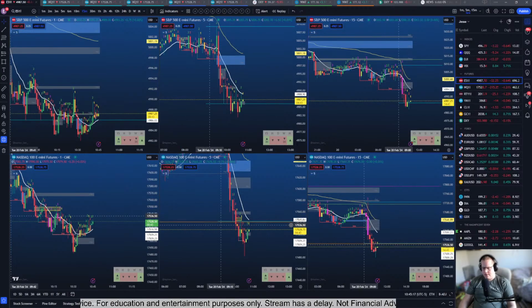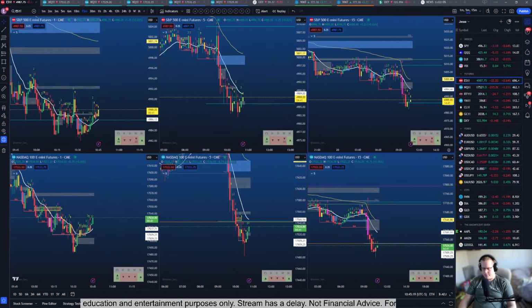I like it. It's like a market. Slow chop up. Here we go. 15-minute reversal here. 2-2 reversal.